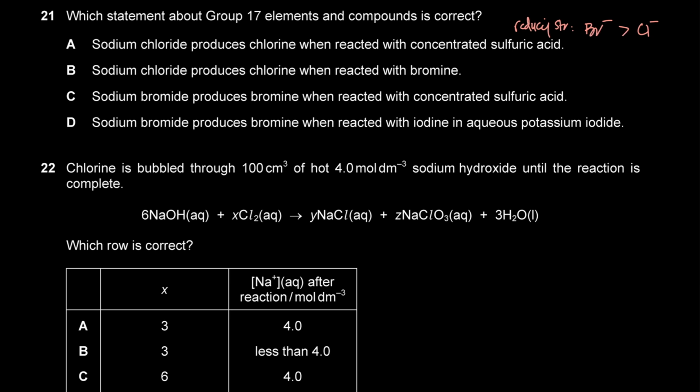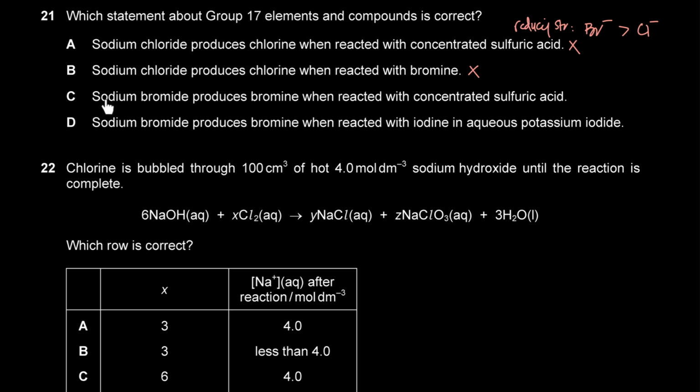So chloride cannot reduce concentrated sulfuric acid. In other words, it is not oxidized by concentrated sulfuric acid. It's not a strong enough reducing agent for this. Similarly, because chloride is a weaker reducing agent than bromide, it will not react with bromine, so it will not undergo oxidation to form chlorine. So it's not A or B.